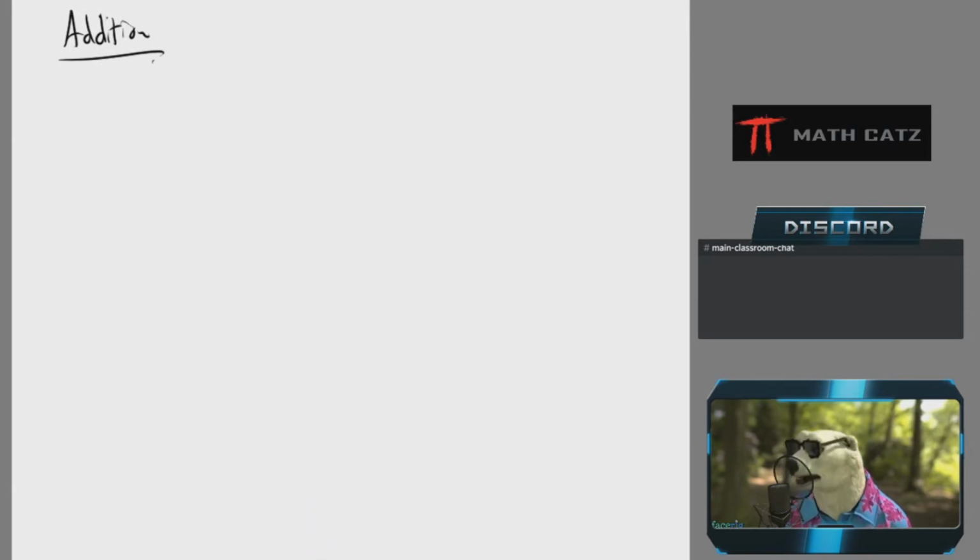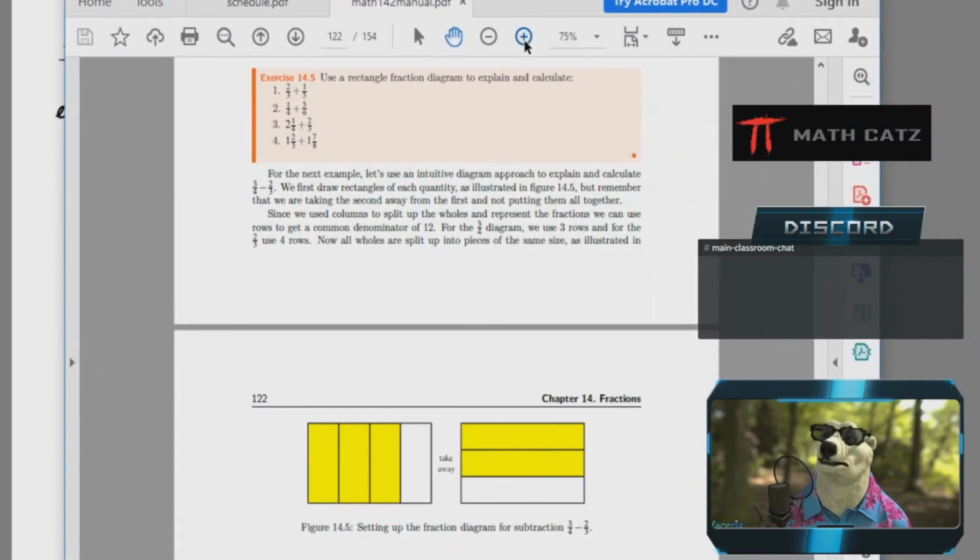So let's take an example. Actually, I'm just going to do it by way of the book exercises. I think we're over here. I need to drag it over to show you. Let's zoom in a little bit.